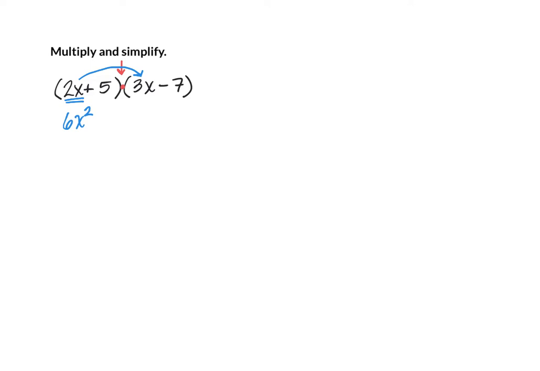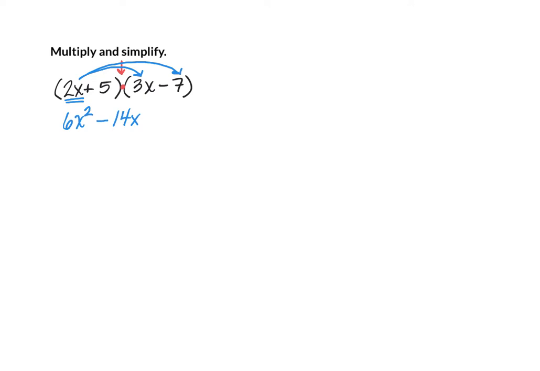And then we also have to distribute one more time and make sure we multiply that 2x by the second term. So this is 2x times negative 7, which would be negative 14x. The other way of thinking about that is it's really 2x times 7, which would be positive 14x, but we had that subtraction, so we're subtracting 14x.